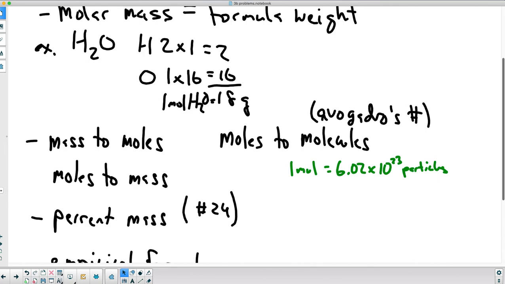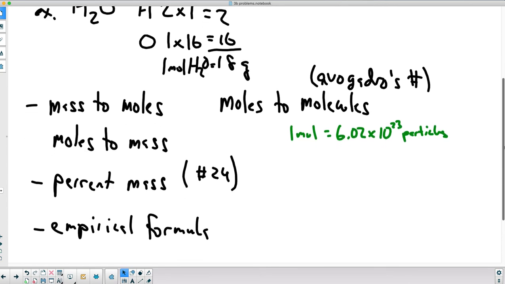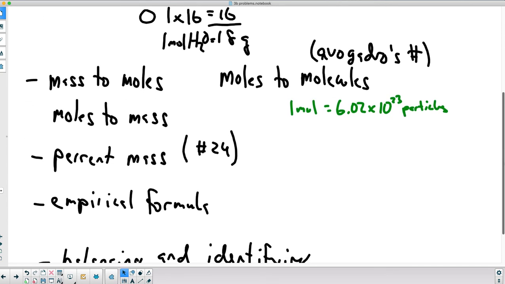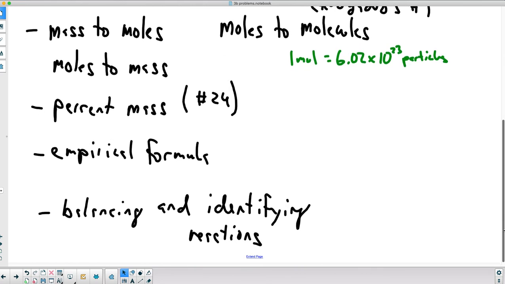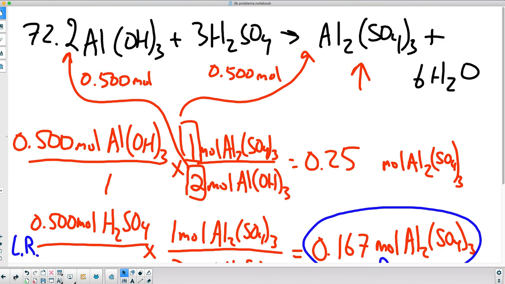Percent mass is like number 24 from 3A problem set. You should be able to do a percent mass. It's easy, it's not difficult. The empirical formulas are the ones we just worked on. That was number 40, 49, and 50. Balancing and identifying reactions. Guys, we spent a lot of time balancing and identifying reactions. You should be able to do that. There may even be some predicting products like sheet 4, 5, 6, and possibly 7 on there. And I think that's it.